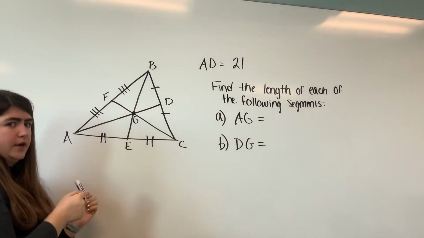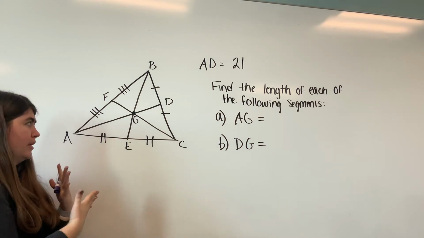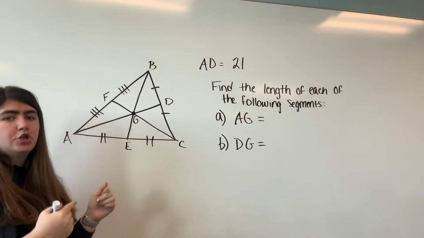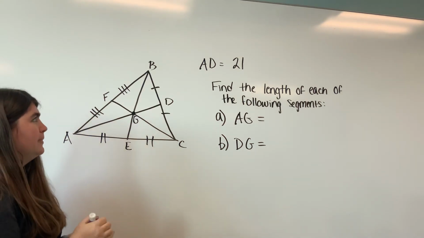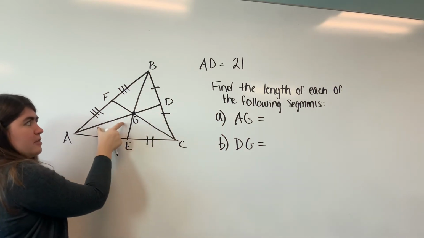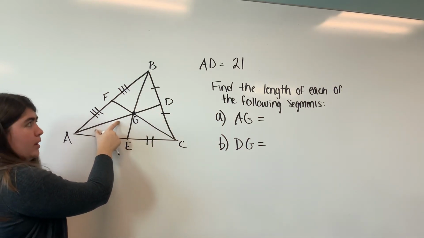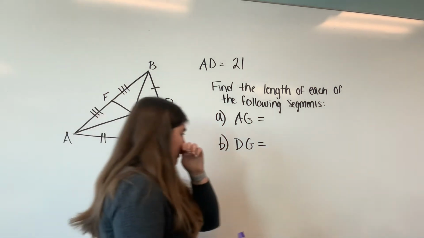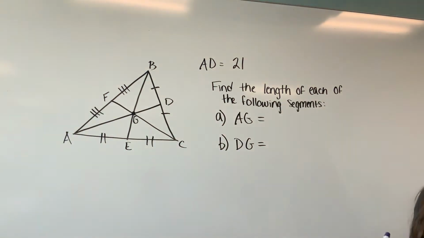The centroid has a special property that tells us that our segments are split into 2-to-1 ratios, which means that while AD is 21, this piece has to be 2 parts of that 21, and this piece has to be that third part. So there's a couple ways you can solve it. I'm going to go through an algebraic method.